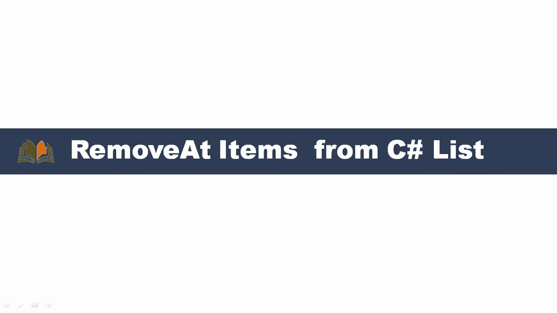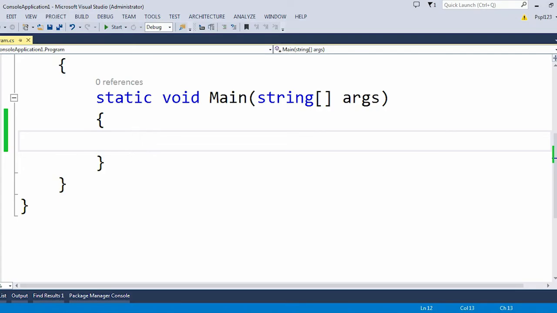Let's say we have an existing list which contains some items, and by using the RemoveAt method we just want to remove a particular item from that list. Meaning we want to remove at a particular position, not a particular item. We just want to remove a particular position from that C# list. And to demonstrate that, let me move to Visual Studio to explain with a couple of examples.